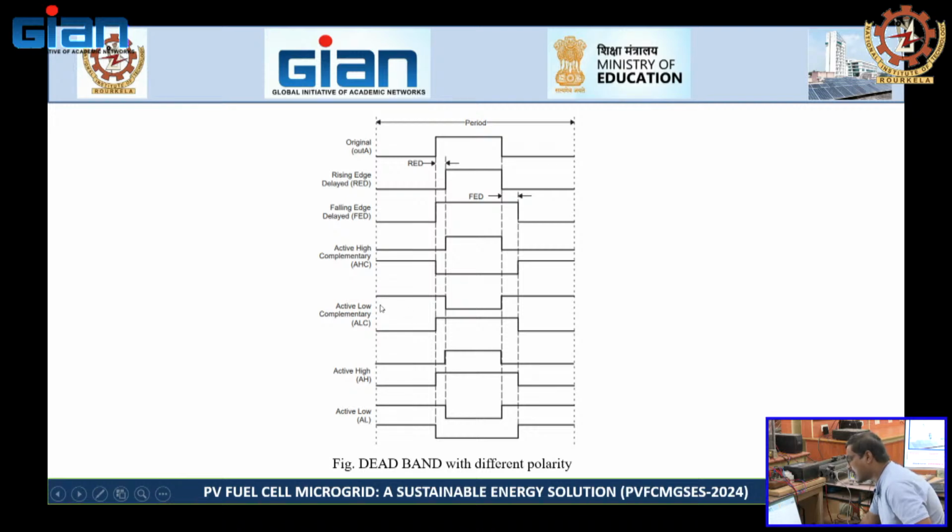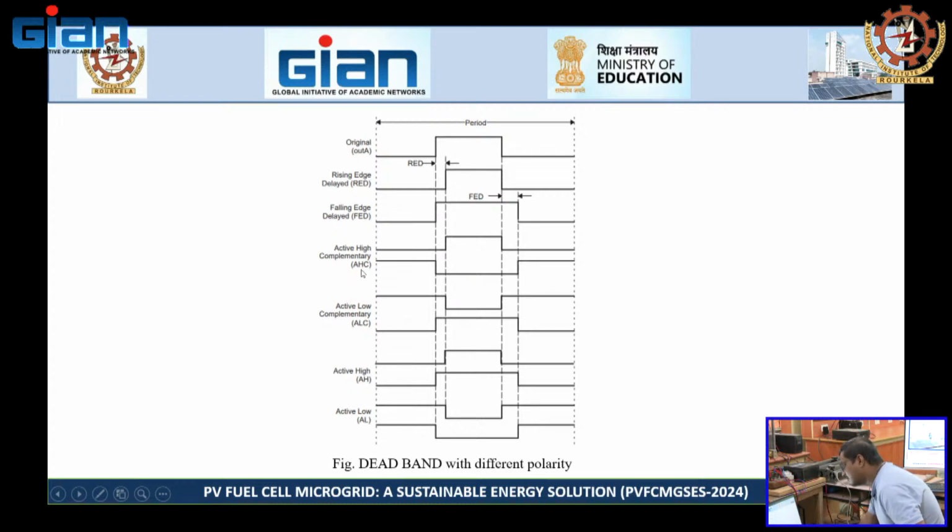Now coming to active low complementary. In active low complementary, when the switch is turned off, EPWM-B will be turned on. But here, when EPWM-A is turned on, EPWM-B is also turning on, which makes a short circuit condition and damage of the DC bus. So this is also not what is required.